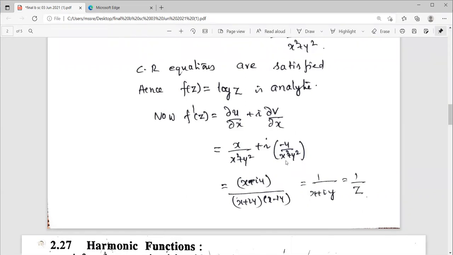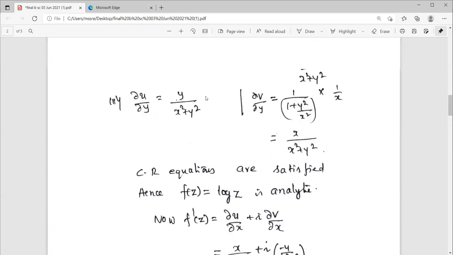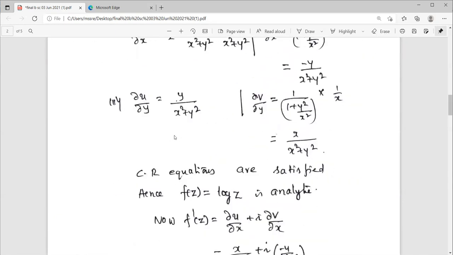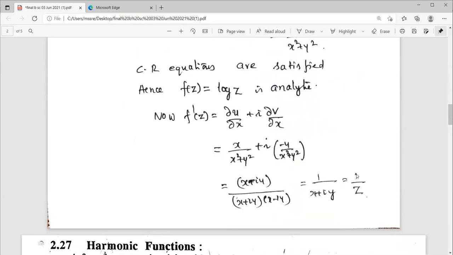Take the LCM. What is the LCM? x square plus y square. But you can write x square plus y square as x plus iy into x minus iy. If you multiply x plus iy into x minus iy, you will get x square plus y square. In the numerator, we have x minus iy, so x minus iy gets cancelled. You will get 1 by x plus iy. But what is x plus iy? It is z, so we get 1 by z. That is, the differentiation of log z is 1 by z. So the problem we are having is to find f dash of z, the derivative of f of z with respect to z, and f dash of z is 1 by z, which is being evaluated here.